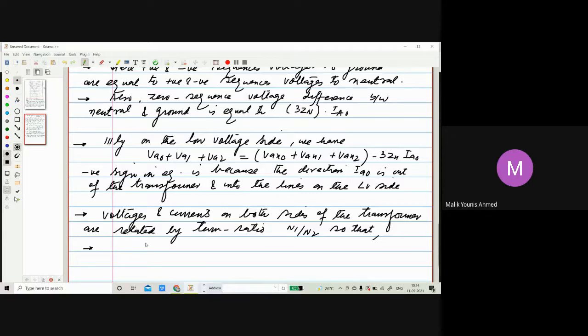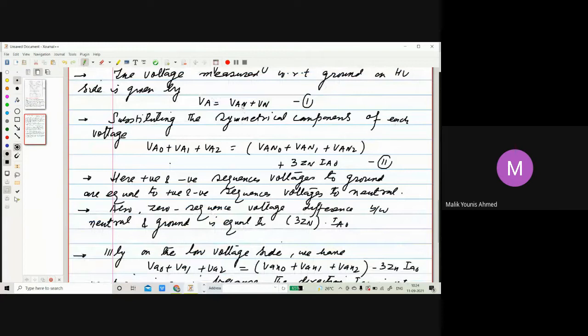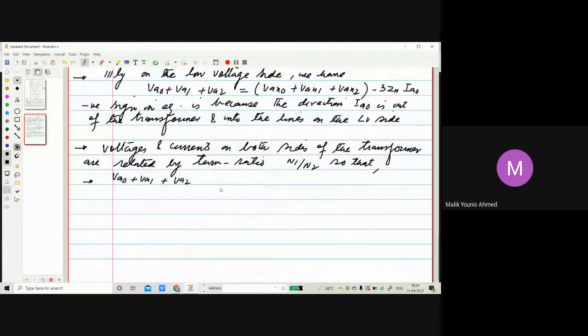Let's have this low voltage side. Let's relate them. So this is VA naught plus VA1 plus VA2. So this is the voltage on the low voltage side. So basically we are taking this one, VA small a, that will be VAN plus VN in the low voltage side. So now we will relate this voltage because this can also be related on the high voltage side. How can we relate this to the high voltage side?